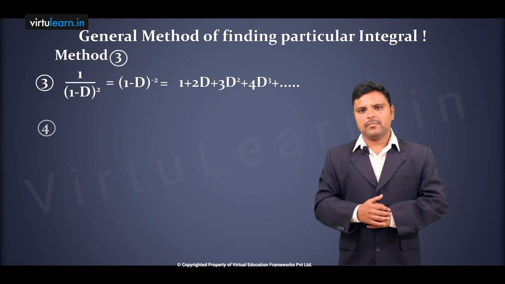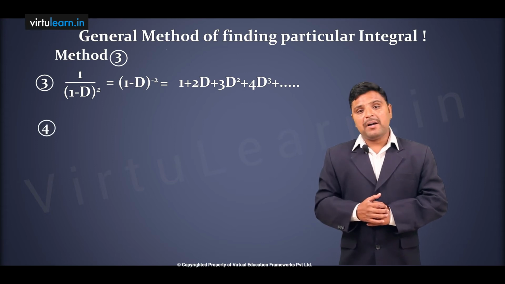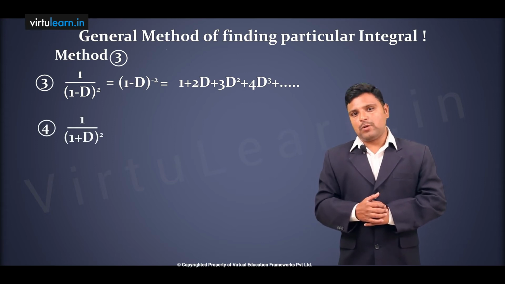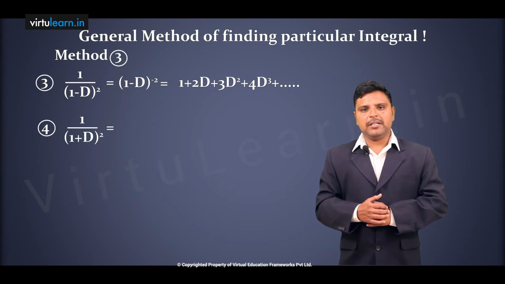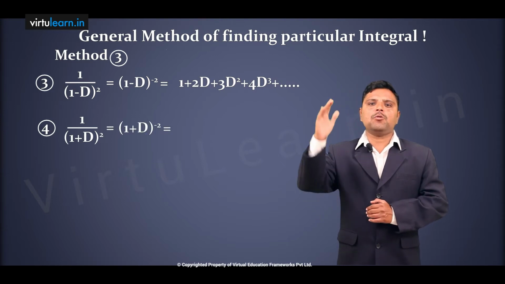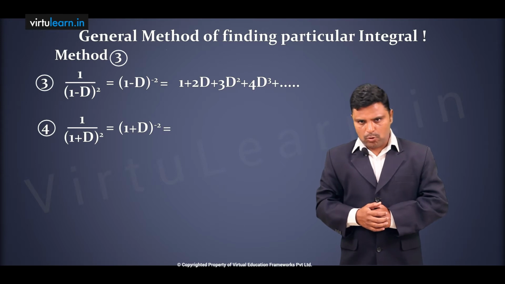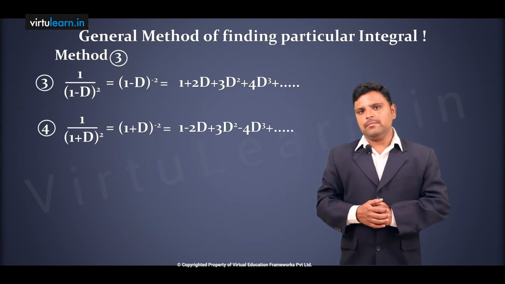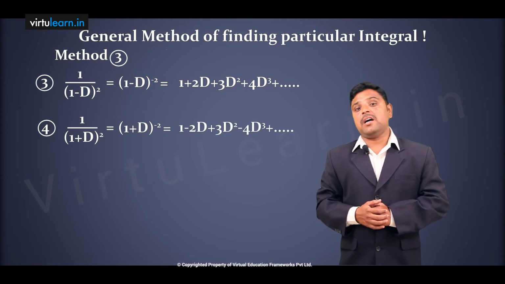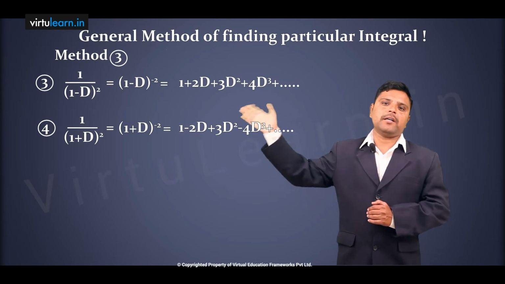The same thing, 1 by (1 plus d) whole square, can be written as (1 plus d) whole to the power of minus 2. That is equal to 1 minus 2d plus 3d square minus 4d cube plus so on.